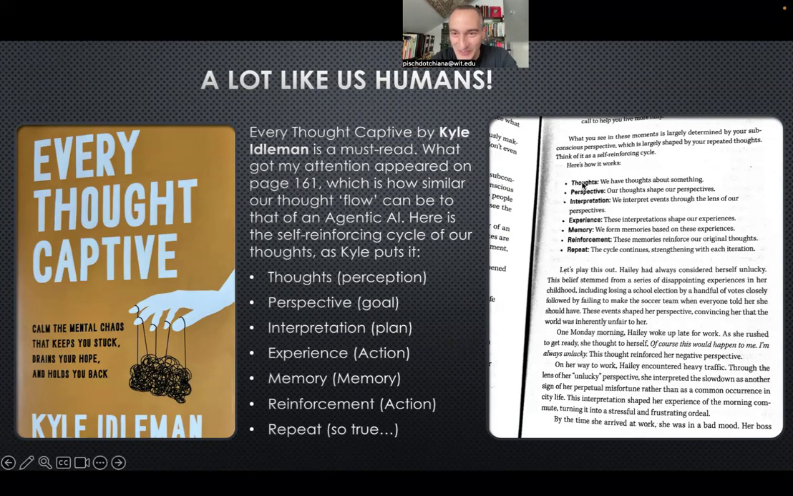I want to read this for you in here. Thoughts. We have thoughts about something. Perspective. Our thoughts shape our perspective. Interpretation. We interpret events through the lens of our perspectives. It's been said that we are meaning-making machines. That's what we are. Everything that happens, we've got to put a meaning to it. Memory. We form memories based on these experiences. Reinforcement. These memories reinforce our original thought. And the cycle continues. Take a moment at your own leisure, pause the video, and just read this little story about how it captures this.